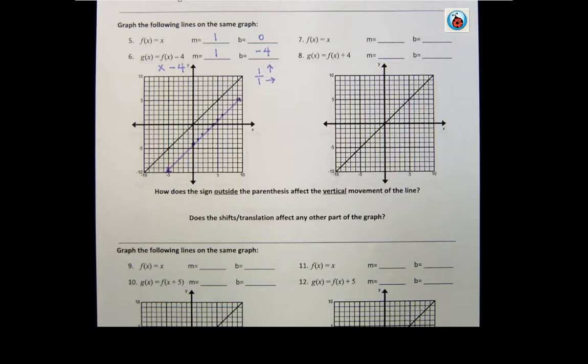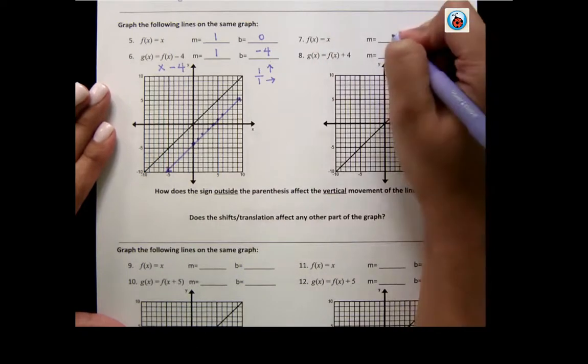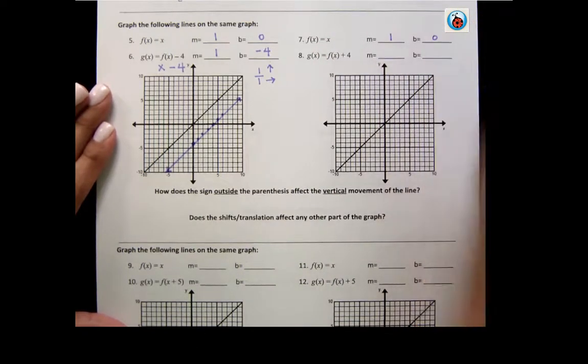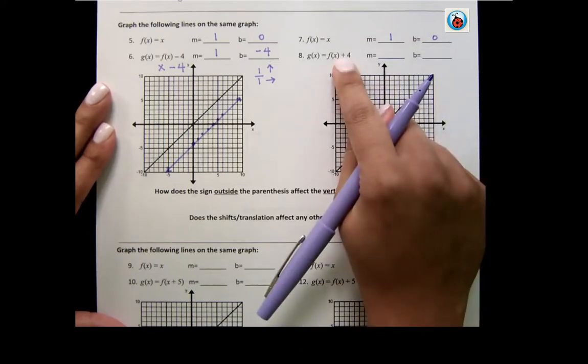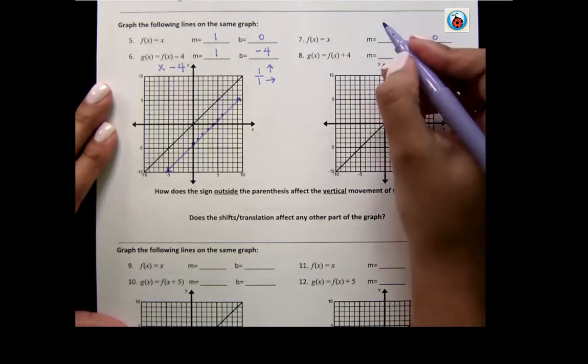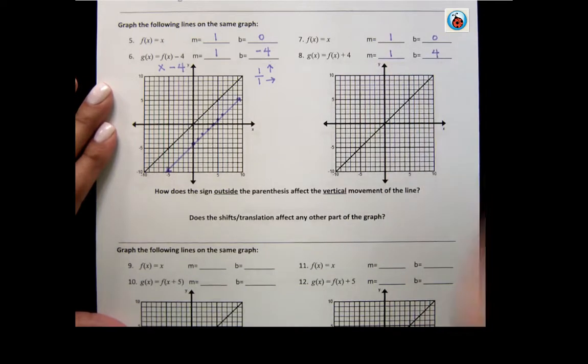Now I'm going to do the same thing for 7 and 8. This is still the parent function. My slope is 1. My y-intercept is 0. That's already on the graph. This time I have a plus 4. So my slope is 1. My y-intercept is positive 4.